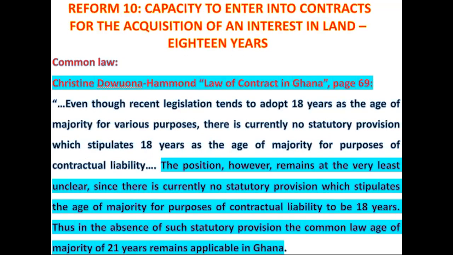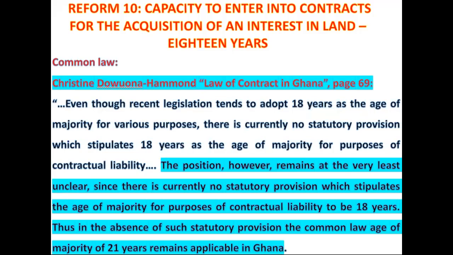Then the next reform we shall look at is a reform that deals with the capacity of minors to enter into contracts. You know that under our general contract law of Ghana, when it comes to capacity to enter into contracts, the capacity is still governed by the common law, which is 21 years. And on this, I refer you to the contract law textbook authored by Christine Dowuona-Hammond, titled Law of Contract in Ghana. Look at page 69 of the book.